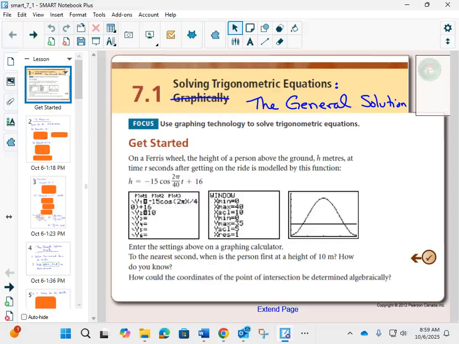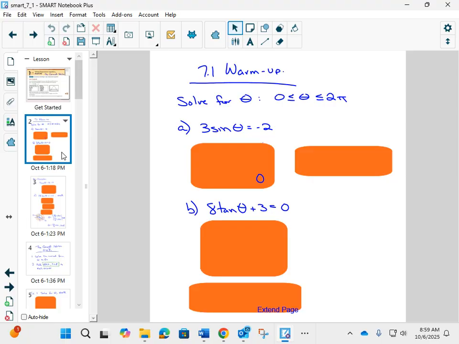The first thing I'd like you to do is we are going to change the title of chapter 7.1. Instead of solving things graphically, we are going to look at the general solution in 7.1. And our warm-up is a warm-up from chapter 6. So chapter 7 reviews everything that we've done from chapter 6 at the beginning and just adds a new tiny concept to it. So here's our warm-up.